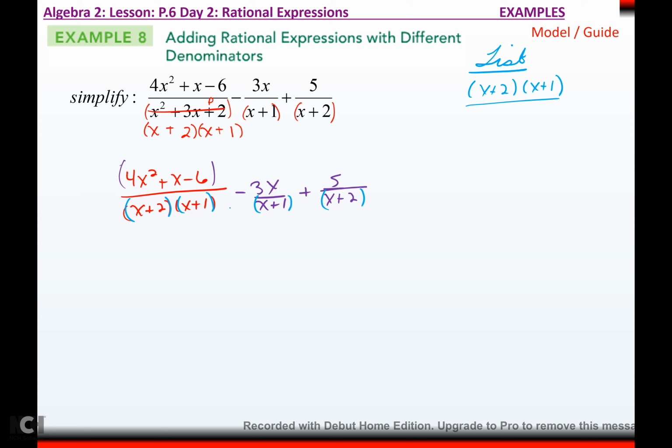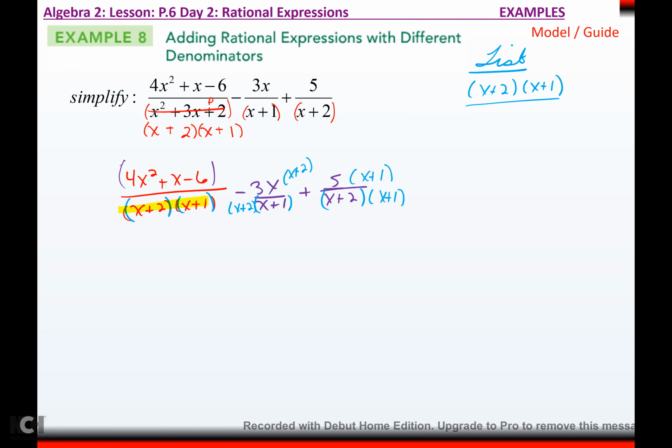This one has the x plus 1. He's missing the x plus 2. So I'm going to have to multiply by x plus 2. This guy has the x plus 2. He's missing the x plus 1. So top and bottom by x plus 1.